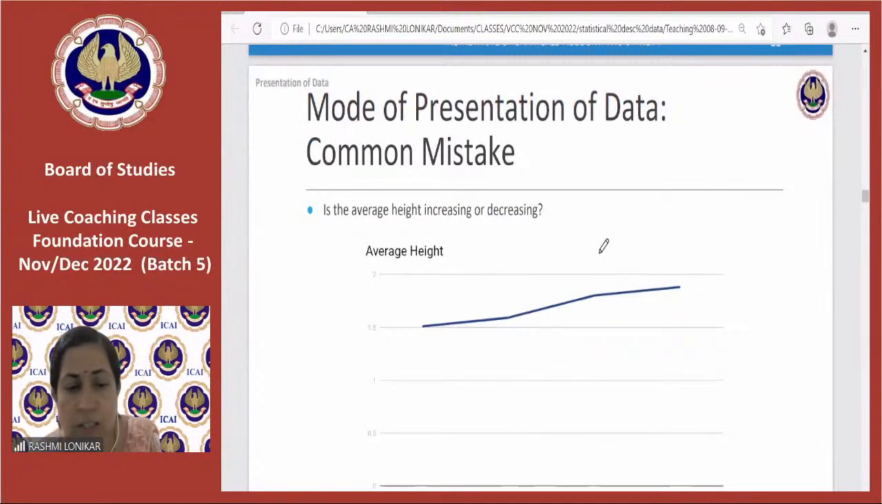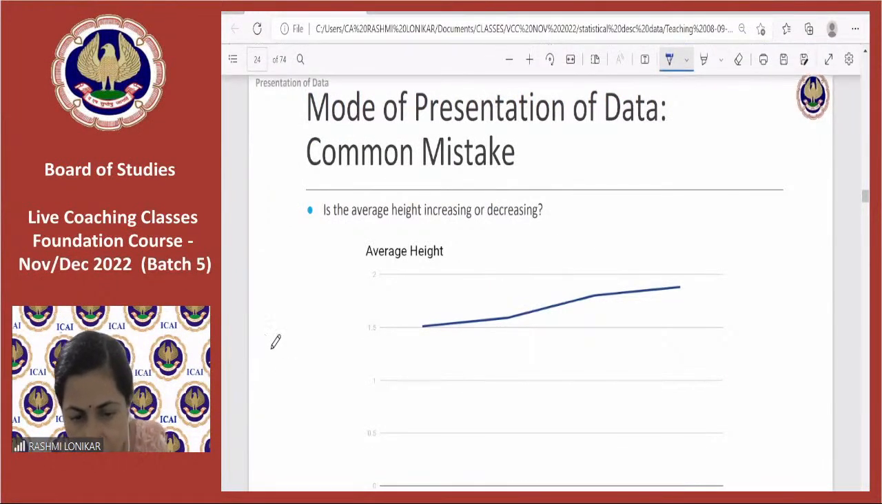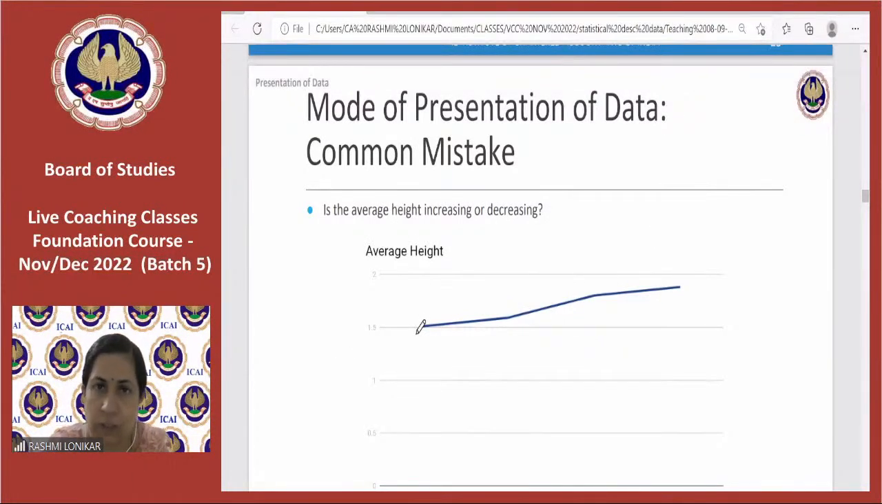The common mistake is this: suppose I look at this diagram. What is this chart showing? It is showing the average height of people in Japan, India, UK, and USA. If I just see the diagram, it's an increasing graph. But it is not that heights are increasing. It is just comparing the height of a student from Japan to India to UK to USA.